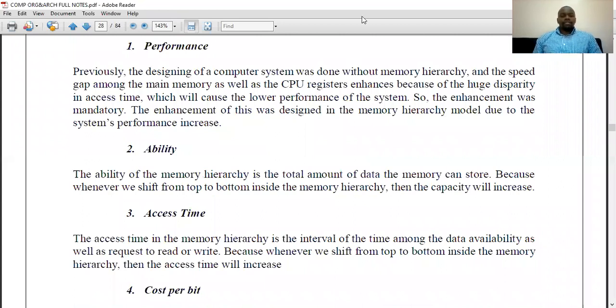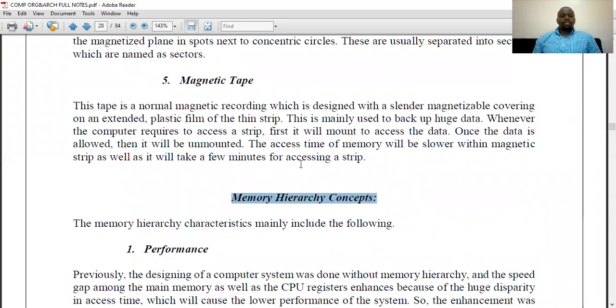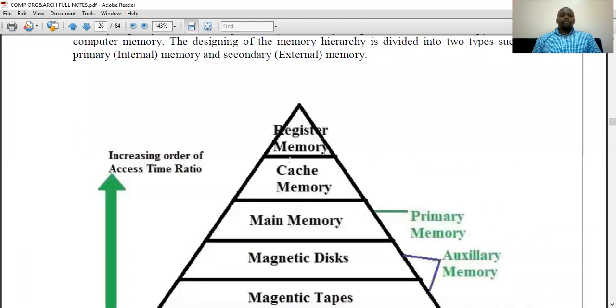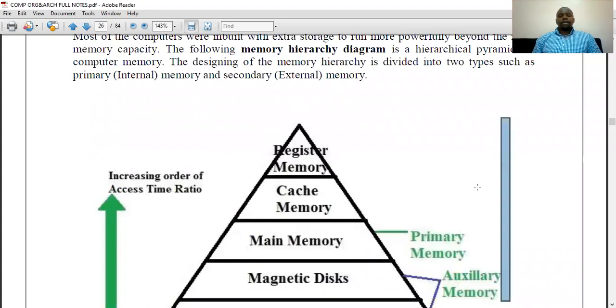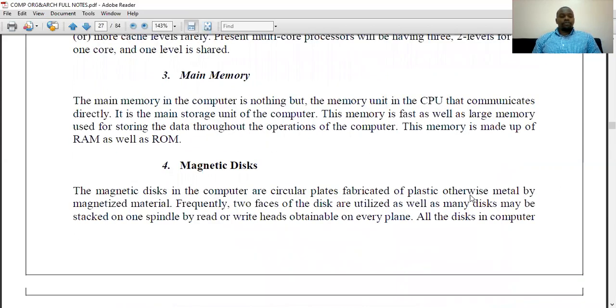All right, we have less than 10 minutes before this session closes. Let's look at memory hierarchy concepts, some concepts associated with this hierarchy that we've just discussed. The first one is performance. When designing a computer system, performance is basically the speed of the processor accessing that particular memory. In this hierarchy, the higher you go up the pyramid, the greater the performance, the speed. So that's it about performance.